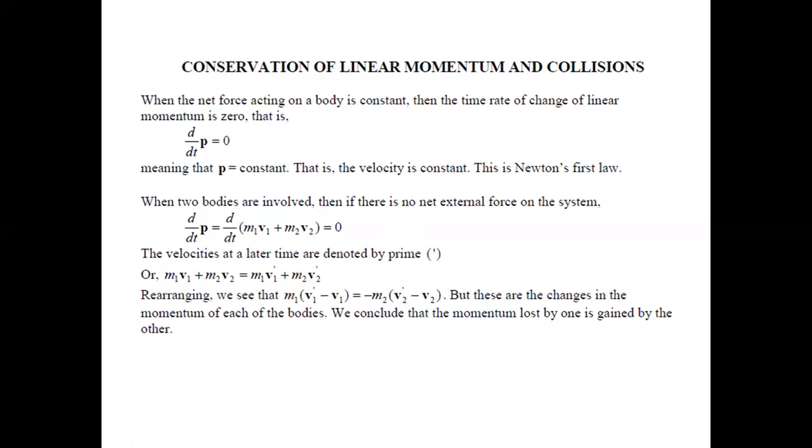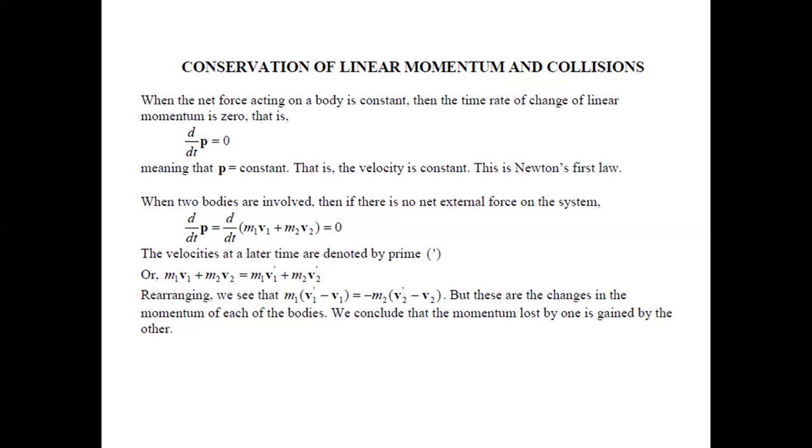So if only one body is involved, what you have is P equals constant. Since it's the only body involved, P equals mv, it means that v is constant if the external force is zero. When two bodies are involved and there's no external force on the system, then dP/dt, which is d/dt of (m1 v1 plus m2 v2), must be equal to zero. We shall denote the velocities at a later time by prime. Put another way, m1 v1 plus m2 v2 equals m1 v1 prime plus m2 v2 prime. We are assuming that m1 remains m1 at a later time, and m2 remains m2 at a later time.